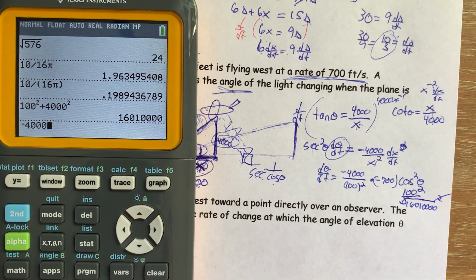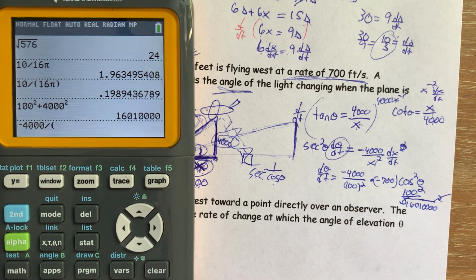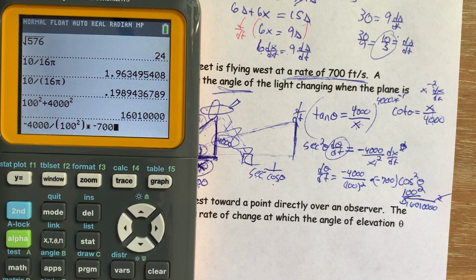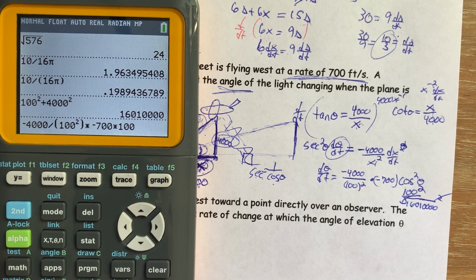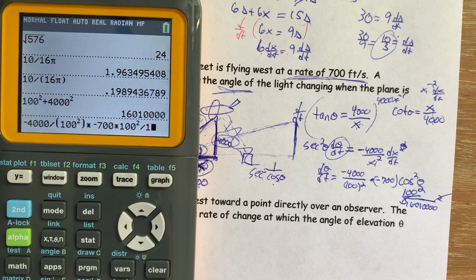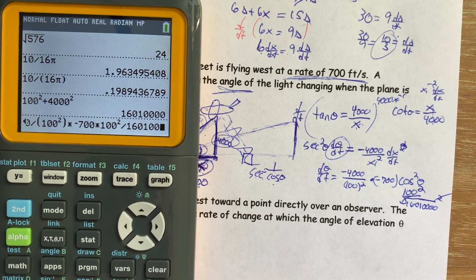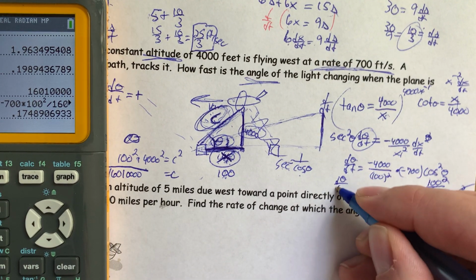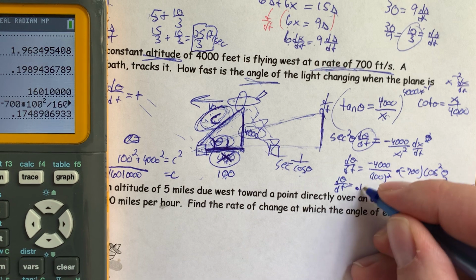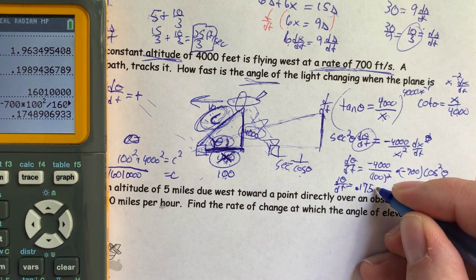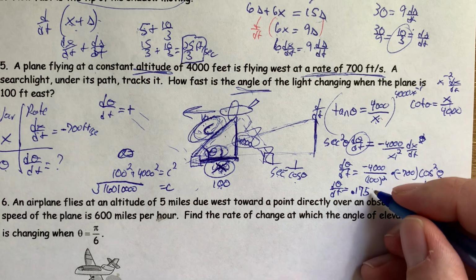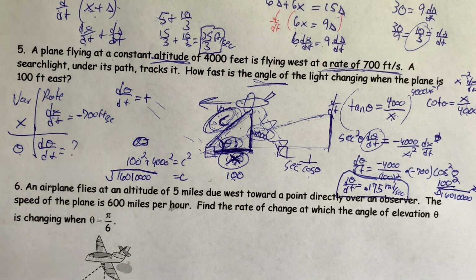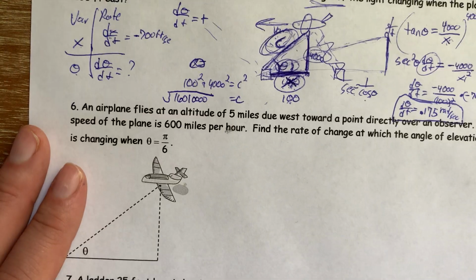Negative 4,000 divided by, I need to put it in parentheses, 100 squared. That has to go in parentheses. Times negative 700 times 100 squared divided by 16,010,000. Okay, and so there it is. D theta dt is 0.175. And I believe it's in radians per second. Okay, cool. Great.